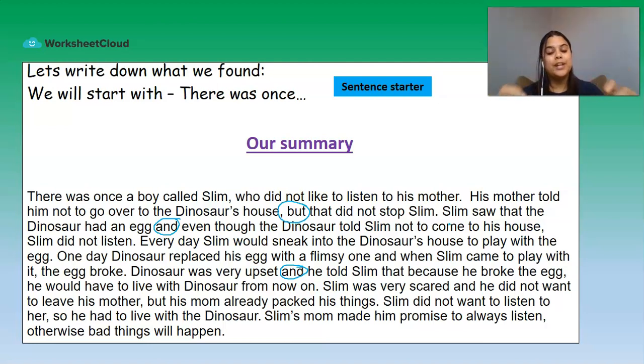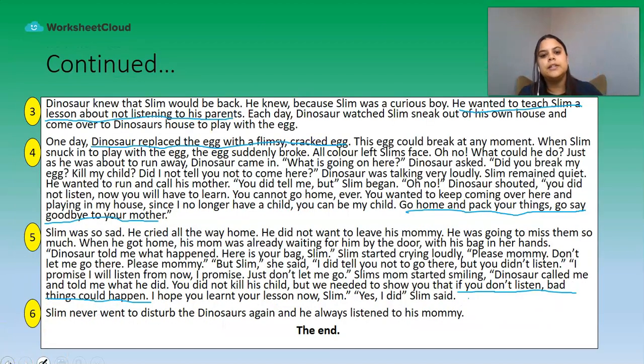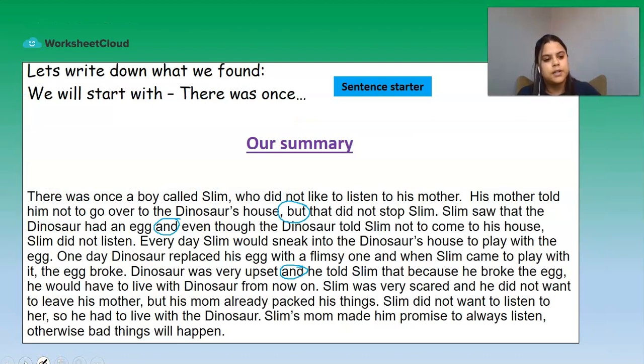Okay, and we basically took out the important parts of the story to add into our summary. I hope you're all with me, grade 4, so far. So we've underlined the story. We can go back now for a second and see. Let's just go back to show you. We've underlined the parts of the text that we thought were important, and we wrote it out. We didn't just write it directly from the text. Okay, we actually put it in our own words. So we started with "there once was a boy called Slim who did not like to listen to his mother." It doesn't say that directly in the story, but I put it in my own words. And now I've summarized the story.